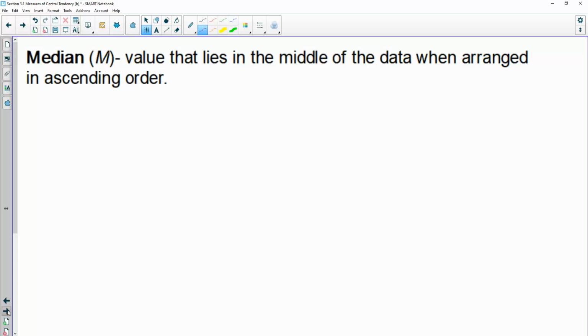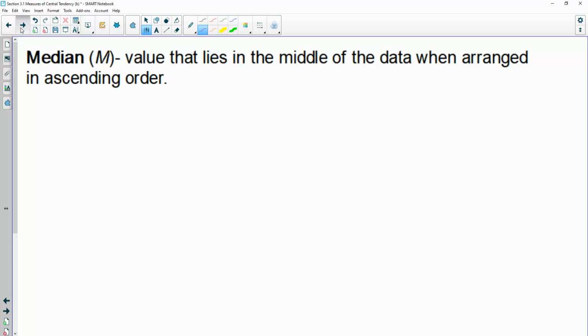The key to this, though, for it to work, you have to put your data in order first. It can't just be at random. We have to list the numbers from small to large. So if I go back to the example we just did with our 7 employees, and I asked you to find the median.